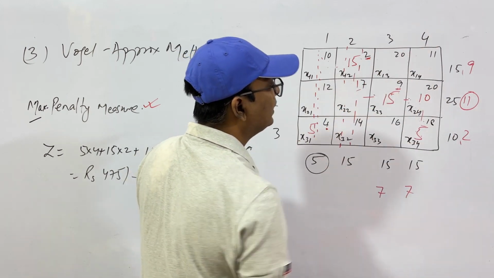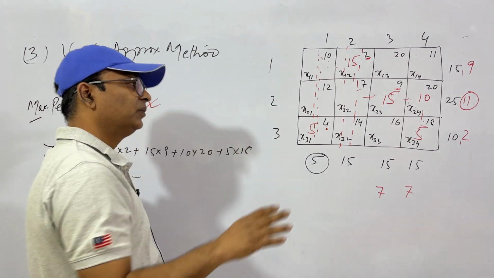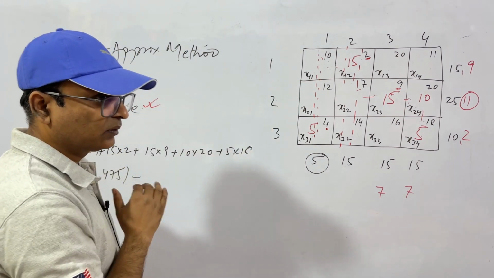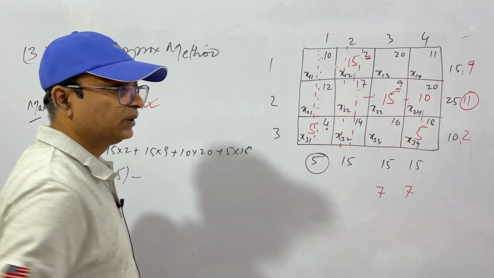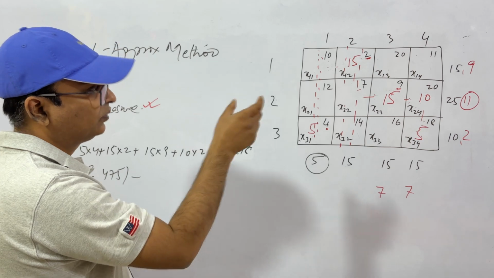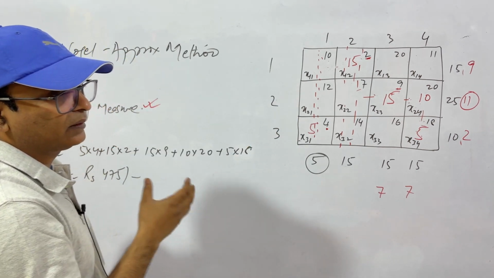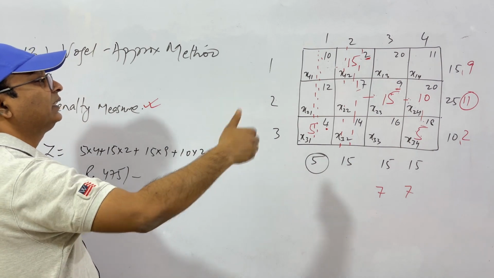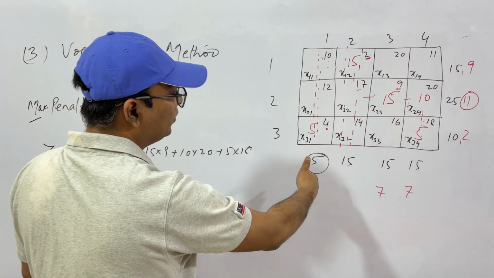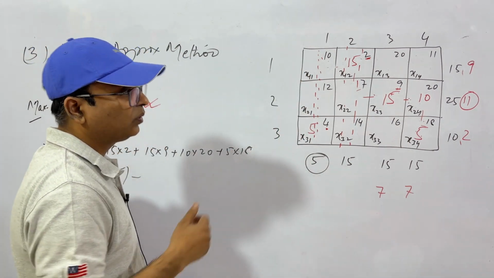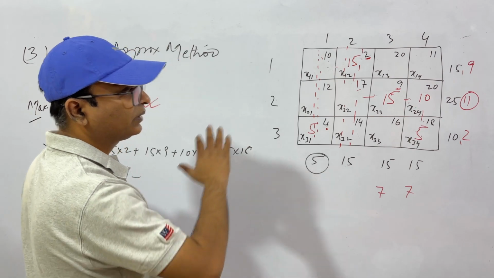Similarly, we do this for the others. For the row or column which has the maximum penalty measure, we select that row or column and allocate the maximum demand from the supply. If we have taken a row, we'll supply it from that supply unit. And so we keep on going. When our demand is fulfilled, we just cross out that row or column and we move forward. Okay, clear?